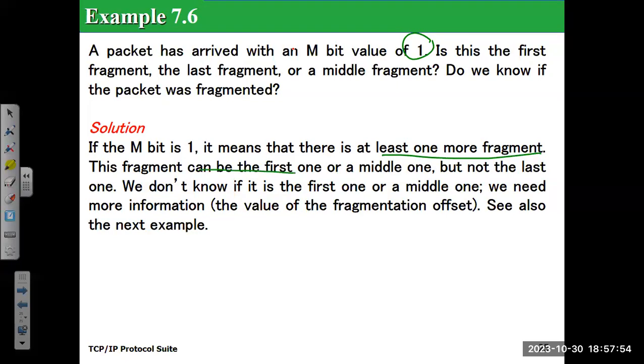It could be the first or it could be the middle, but not the last, because there is one coming. We do not know if this is first or middle. We can tell if we have more information. I will show you how. If I receive a packet with the fragment flag of 1, that means there is still more. That's not the last one, and it's maybe the first or middle.